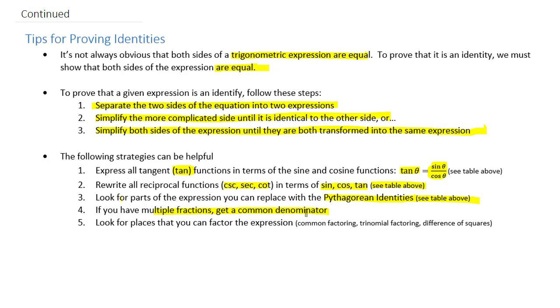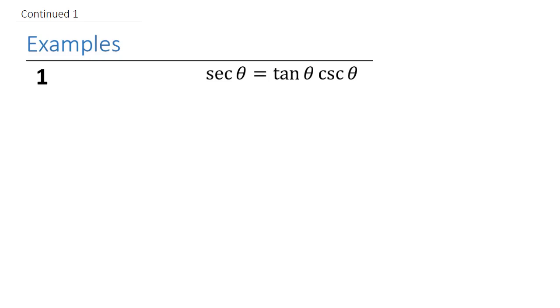And look for places where we can factor. So common factoring, trinomial, difference of squares. So I'm going to walk you through a bunch of these that show that kind of stuff. Here we go. In example 1, we want to prove that secant theta equals tan theta times cosecant theta.